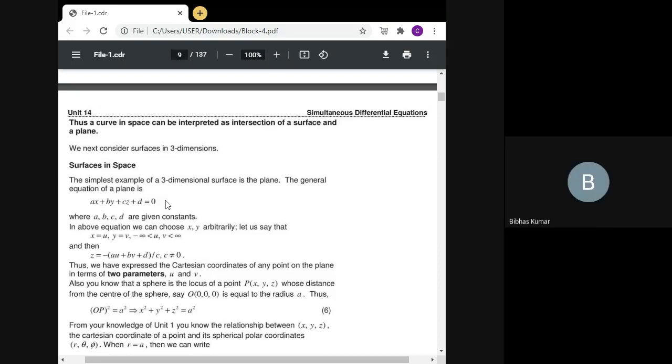Is the sound clear? Sound is clear. You can see your system and the mobile. Okay.